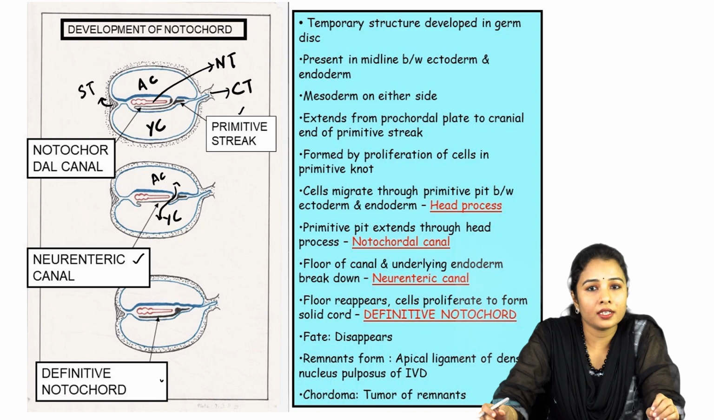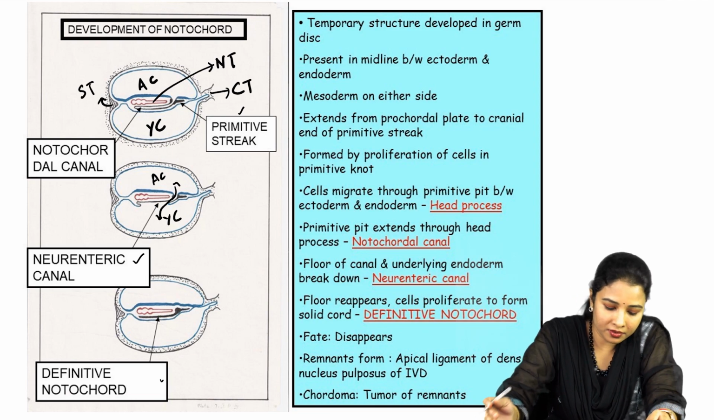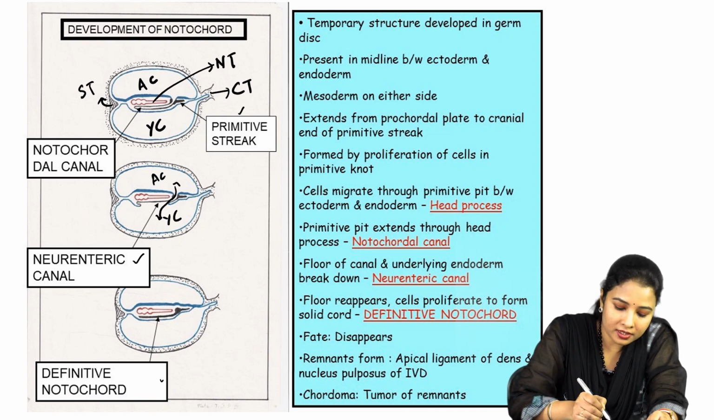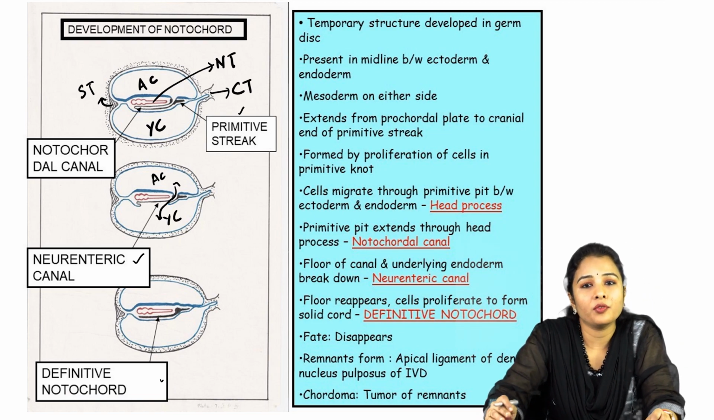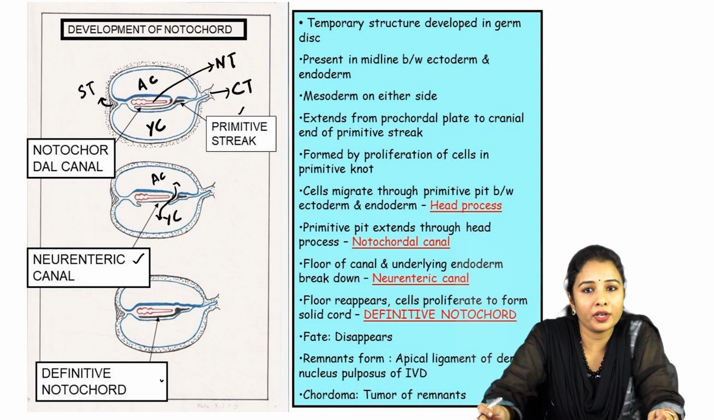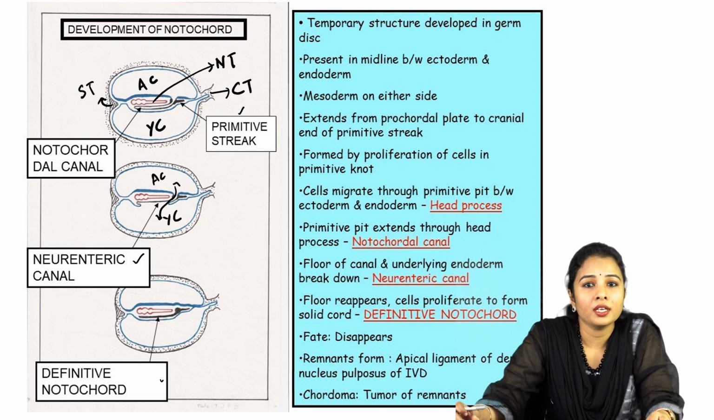And this notochord, it extends from the procordal plate to the cranial end of primitive streak. So anterior end it reaches till the procordal plate, which contains a bilaminar buccopharyngeal membrane, and caudally till the cranial end of primitive streak. And it is formed by the proliferation of primitive node or primitive knot. And this primitive node is mainly under the control of nodal genes. So the nodal genes control the development of notochord.